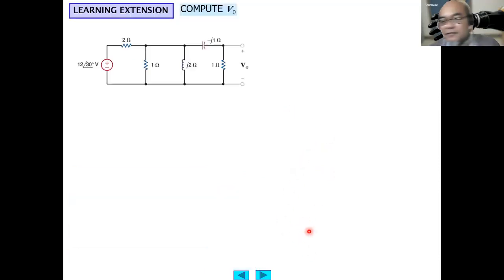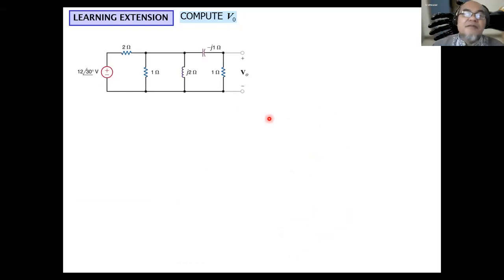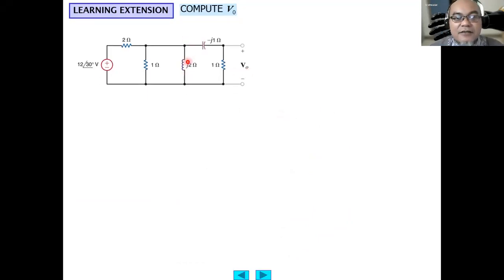Okay, so we still have time. For this first hour, let's try another example. Compute the V output here. We have impedances in parallel: minus j 1 ohm in parallel with j 2 ohm in parallel with 1 ohm, and they are in series with 2 ohm, connected with an independent voltage source of 12 volts having a phase angle of 30 degrees.